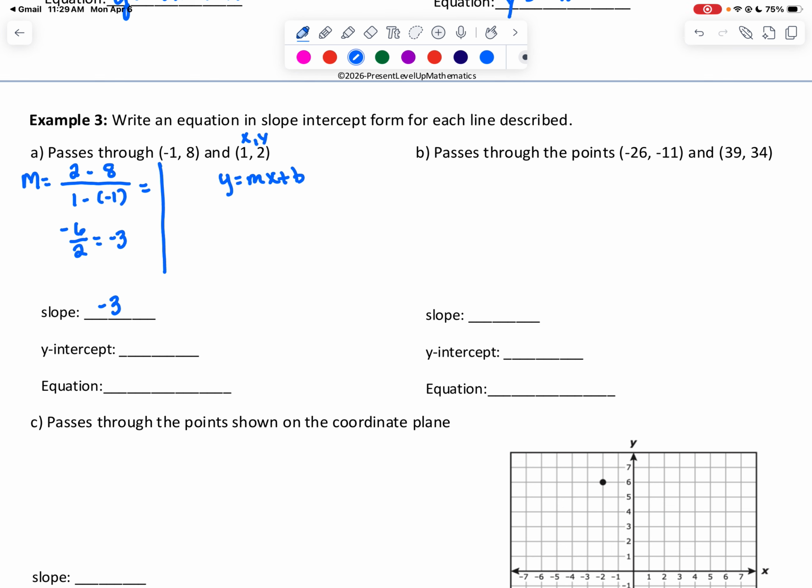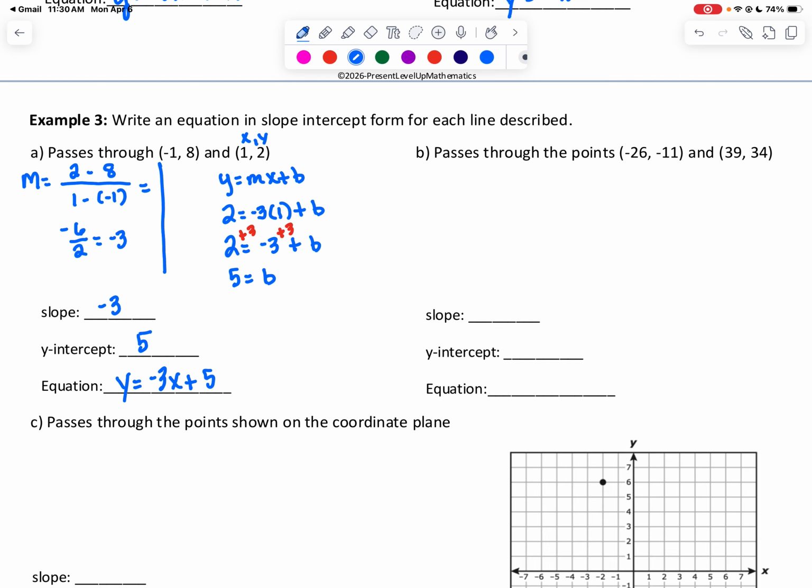For the y, I'd plug in a 2. For the m, I'll plug in a negative 3. For the x, I'll plug in a 1, plus b. And let's solve for b. So 2 equals negative 3 times 1, which is negative 3, plus b. Then I want to get the b by itself, so I'll have to add 3 to both sides. So 5 is equal to b. So now we found our y-intercept to be 5. So we have a line that has a slope of negative 3 and a y-intercept of 5. That means our equation is y equals negative 3x plus 5.